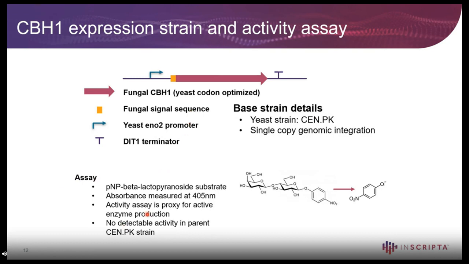The assay is actually pretty simple and straightforward. So it utilizes a synthetic substrate called PNP beta-lactopyranoside, which is shown over here. So the CBH1 actually cleaves this bond right here, releasing paranitrophenol. And at elevated pH, paranitrophenol has a characteristic absorbance maximum at 405 nanometers. So we can just measure CBH1 activity at 405. And we utilized this activity assay as a proxy for active enzyme production. I should mention that there's no detectable activity in the parent CEN.PK based strain.